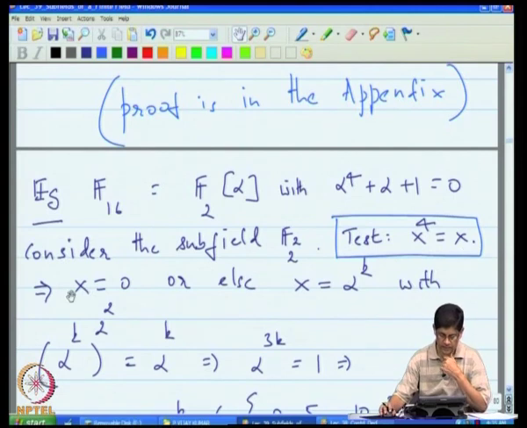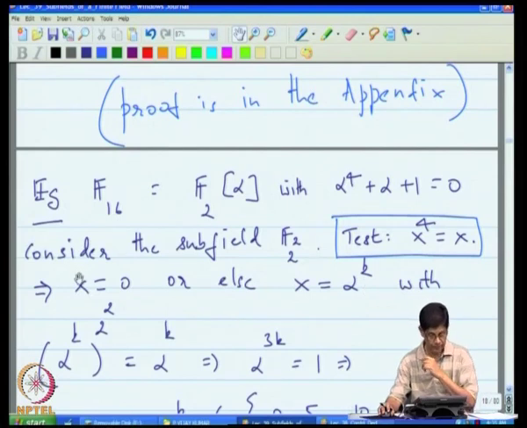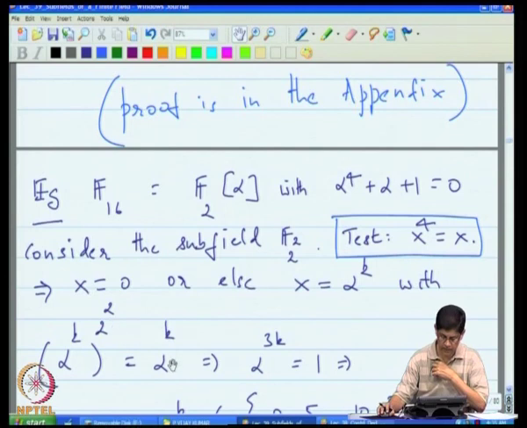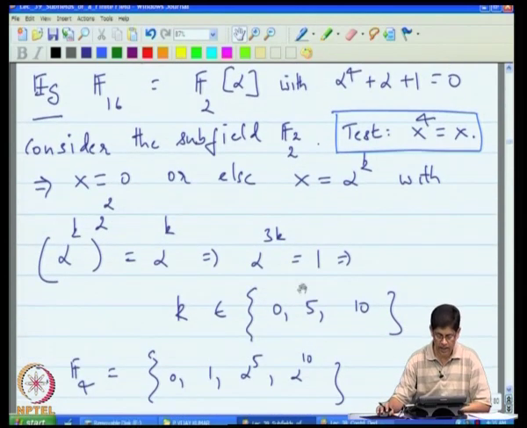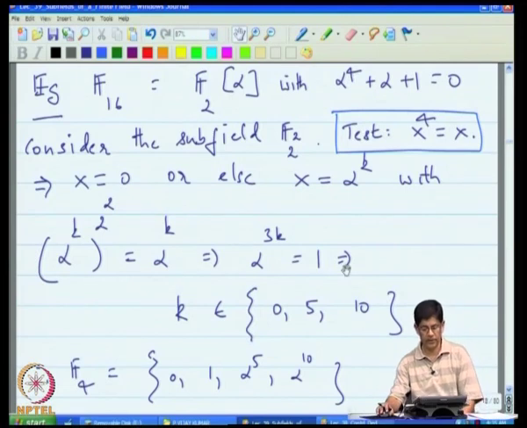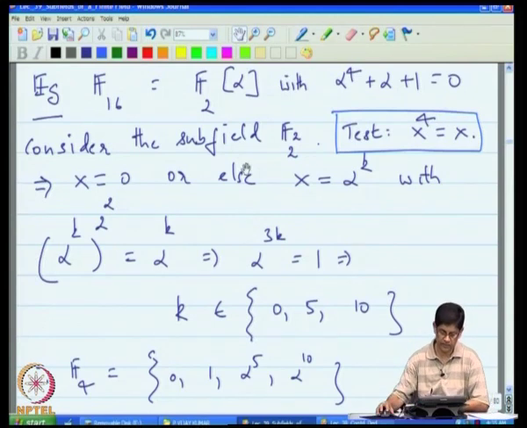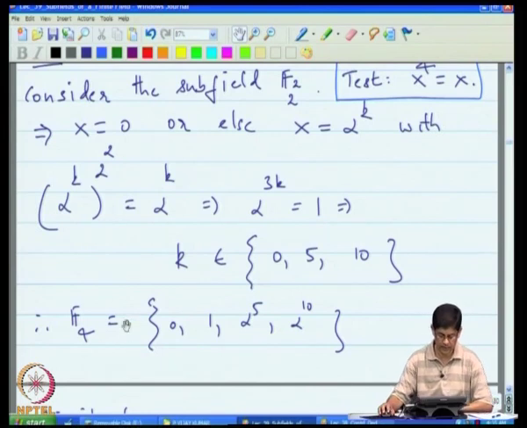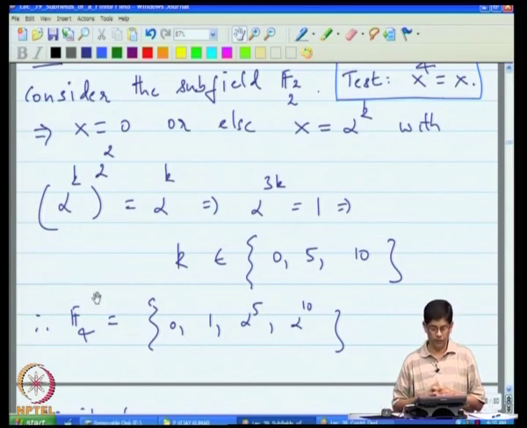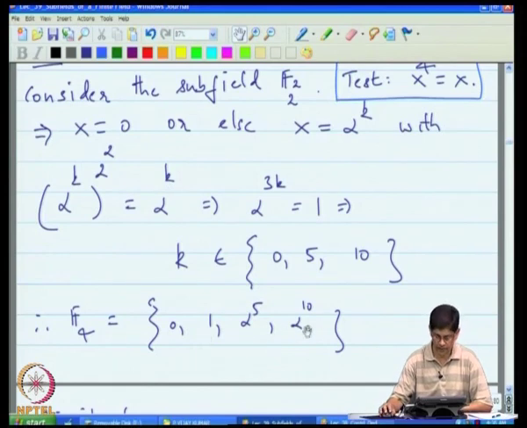But x to the 4 equals x can happen either because x is 0, or else if x is equal to alpha to the k, because every element can be expressed as a power of alpha when it is non-zero, with alpha to the k raised to the 4th power giving you back alpha to the k. But that can only happen if, this is now just alpha to the 4k, this is alpha to the k. So, the only way this can happen is if alpha to the 3k is equal to 1, but that is the same as saying that k is either 0, 5 or 10. So, therefore, in this particular case the subfield test has led us to this particular set as being the subfield of 4 elements, that is 0, 1, alpha to the 5 and alpha to the 10.